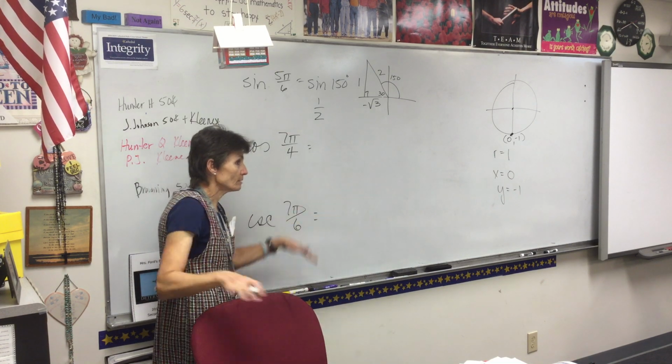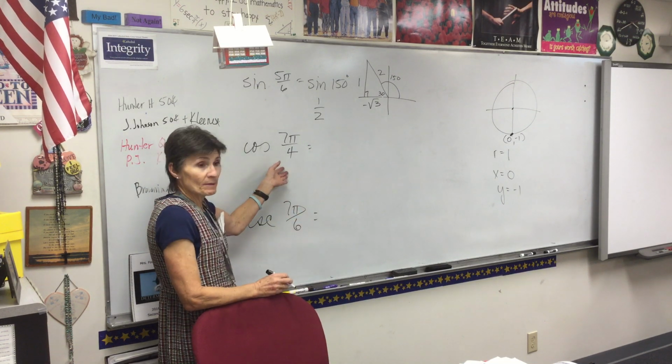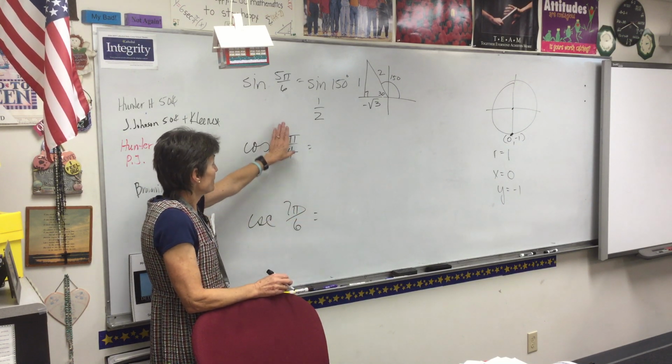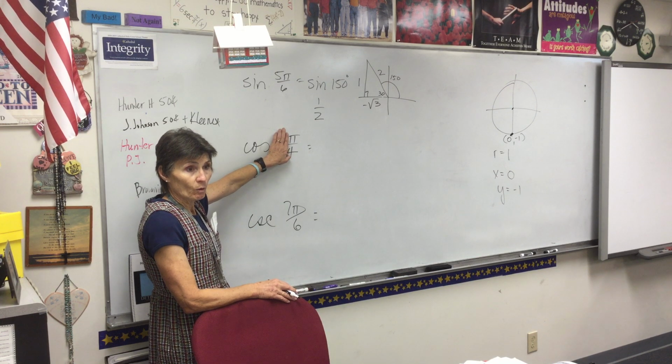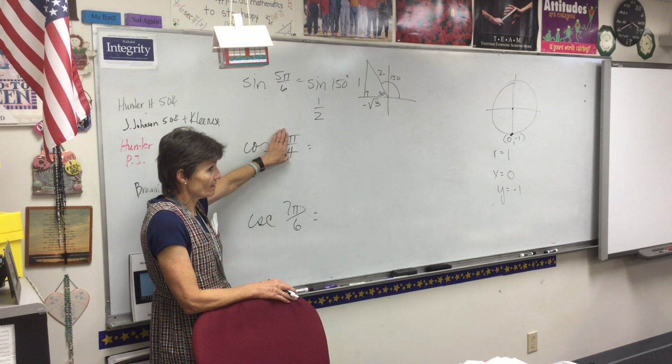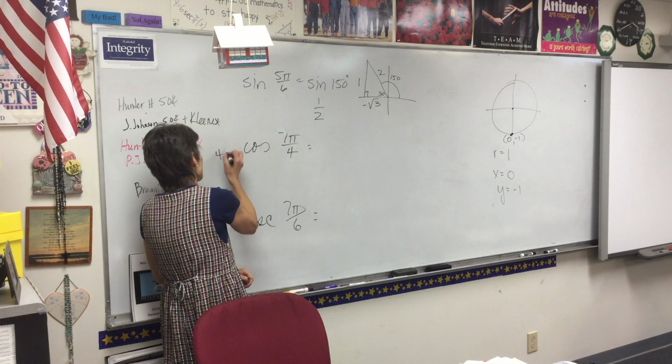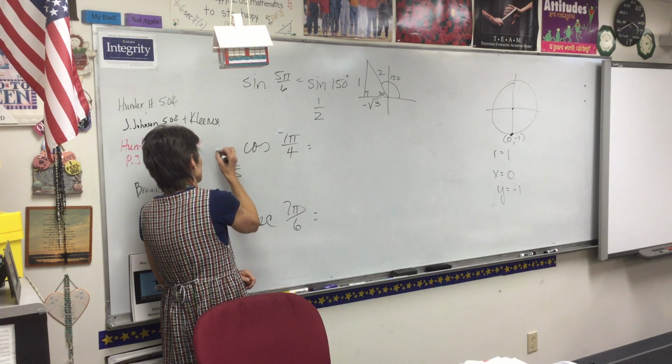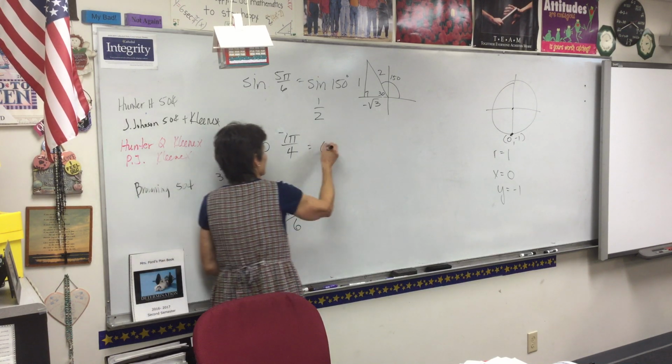Everybody following along? All right, same thing. These problems are exactly the same. Pi divided by 4 is 45. And then 45 times 7 is 315.